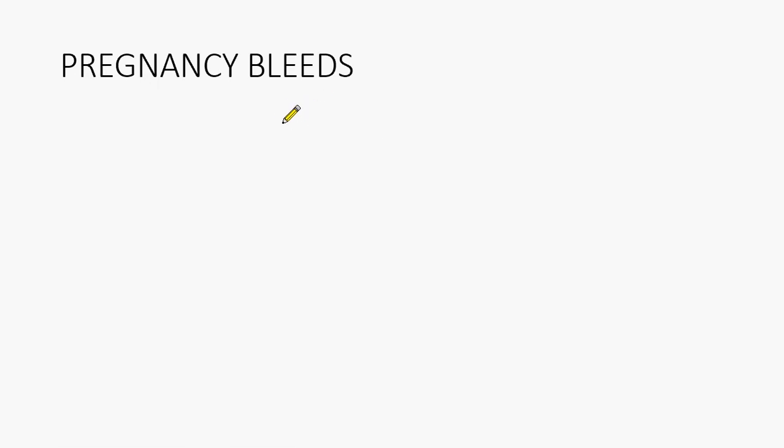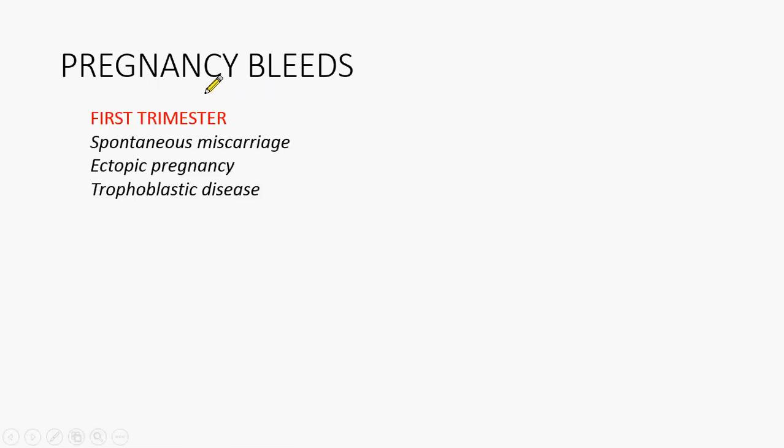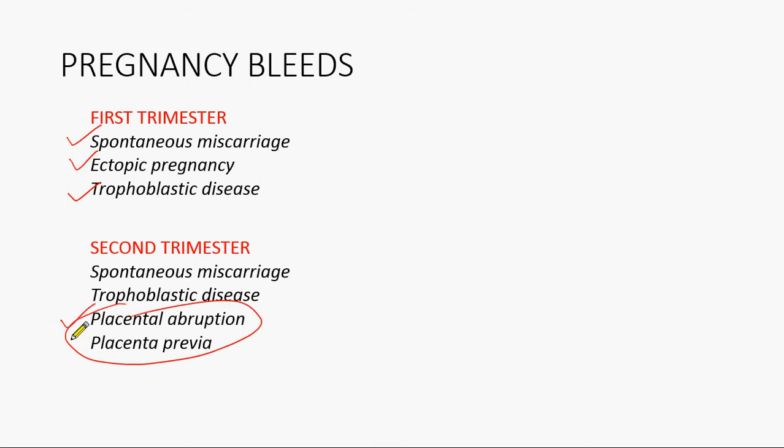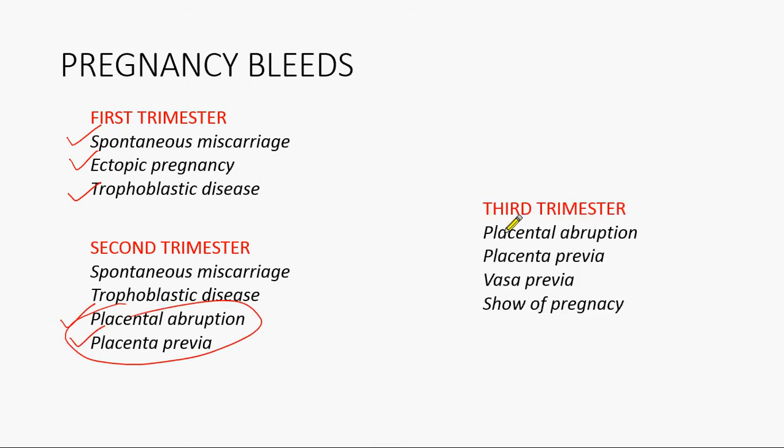Now the next important topic is pregnancy bleeds. A pregnant patient bleeding during first trimester has chance of spontaneous miscarriage, ectopic or trophoblastic disease. During second trimester, placental causes are important with abruptio placenta and placenta previa, and during third trimester, the placental causes are again important with vasa previa and show of pregnancy as the differential diagnosis. Remember, ectopic pregnancy occurs only during the first trimester.